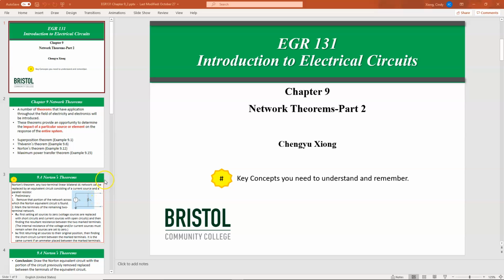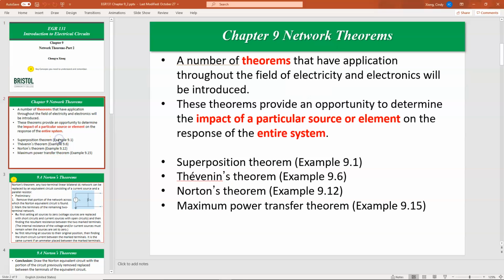EGR131 Chapter 9. In this video, we will continue to talk about the key concepts of Chapter 9. As we know, in Chapter 9, we will introduce four important network theorems to analyze complex networks. In this video, we will continue to talk about the Norton Theorem and the maximum power transfer theorem. If you have the textbook, we will talk about Example 9.12 and Example 9.15.